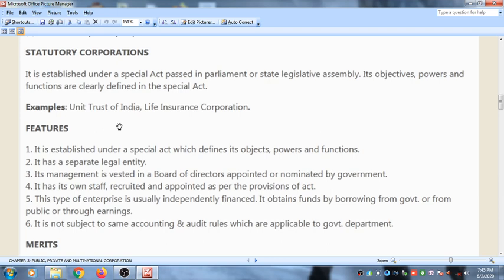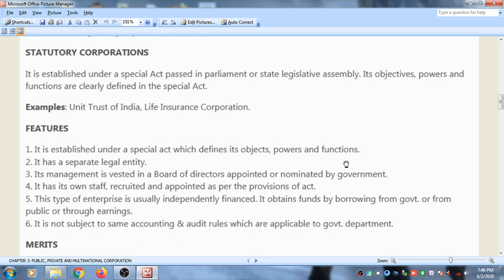Now what are the features of the statutory corporation? The first is it is established under a special act which defines the object, power and functions. So statutory corporation is always established under a special act which is passed in the parliament or the legislative assembly, and the object, power and functions of the statutory corporation are written in that act.